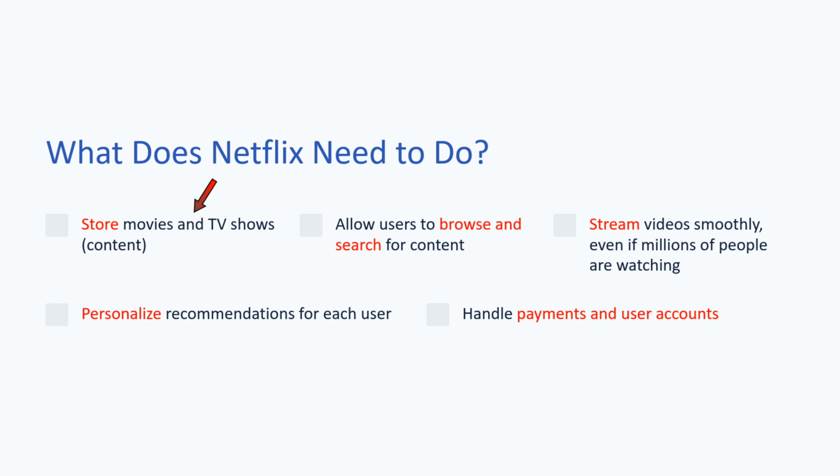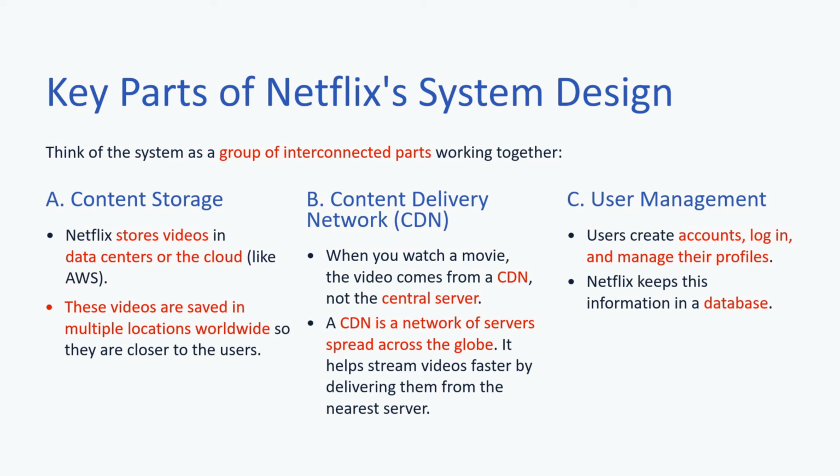Store movies and TV shows, allow users to browse and search for the content, stream video smoothly even if millions of people are watching, personalize recommendations for each user, handle payments and user accounts. Now we will see key parts of Netflix system design. We can think of the Netflix system as a group of interconnected parts working together.